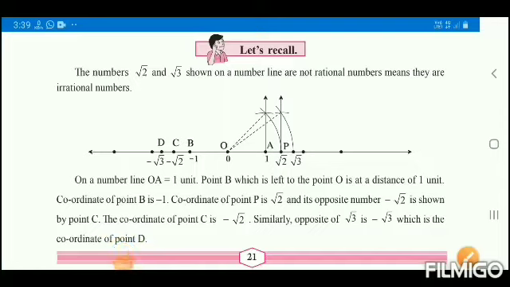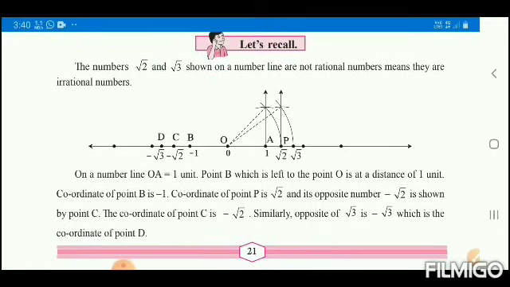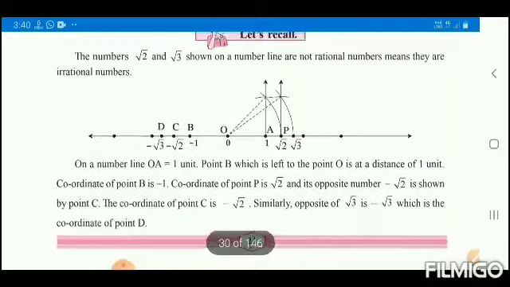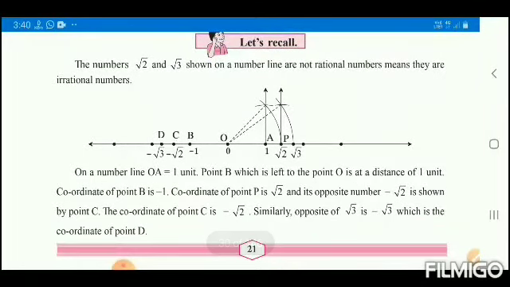Hi students, let us recall the numbers root 2 and root 3 shown on a number line are not rational numbers, means they are irrational numbers. Why are they irrational numbers? You know that the decimal representations of these numbers are non-terminating, non-recurring. So these numbers are irrational numbers. Now, how to show the numbers on the number line?